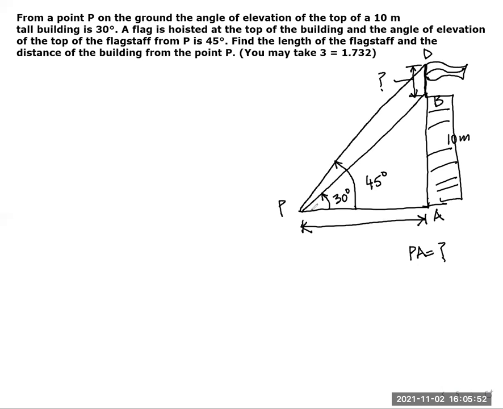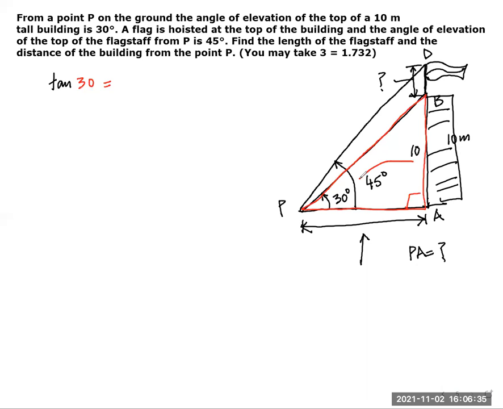So, how will we do it, students? This is given as 10 meters. From this 10 meters, I can easily find out this distance. How? Now I'm talking about this right angle triangle PAB. In triangle PAB, this is 90 degrees and this is our theta, 30 degrees. So what is tan 30? Can anyone tell?